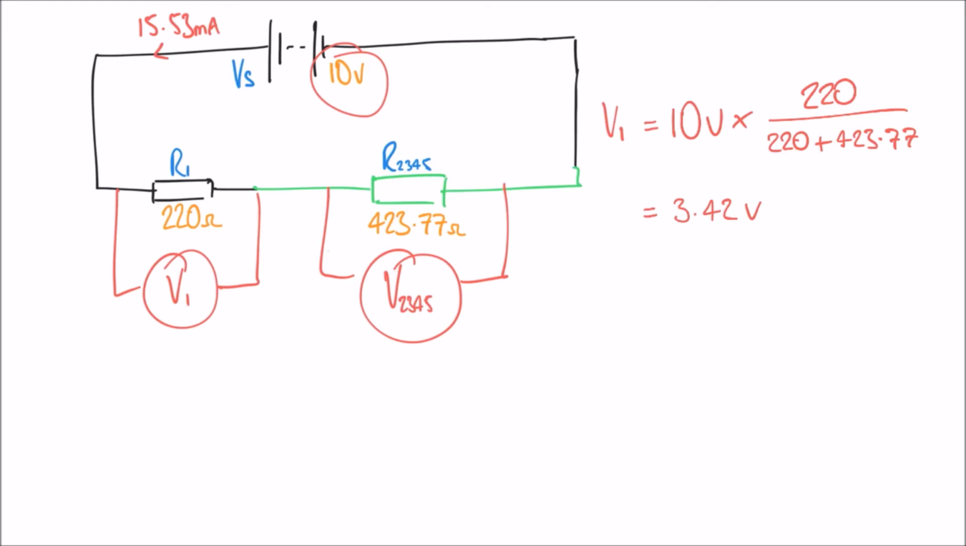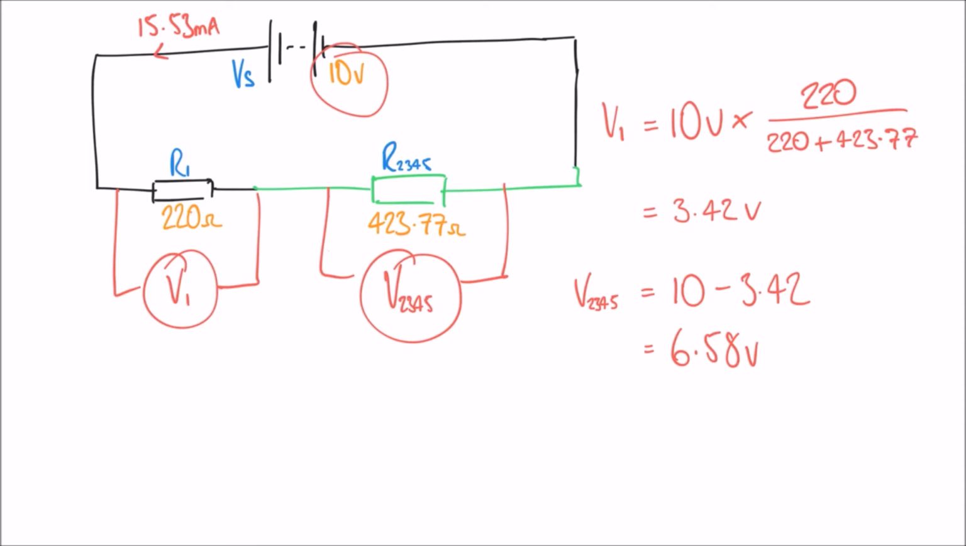Now, a clever bit of subtraction here, because we can easily determine the other voltage, V2345, because Kirchhoff's voltage law says that both of those voltages, V1 and V2345, should add up to 10. So the remainder must be V2345. So simply saying 10 minus 3.42 is going to give me V2345, which in this case is 6.58 volts. So now we've gone some way to breaking this supply voltage down into two smaller voltages.